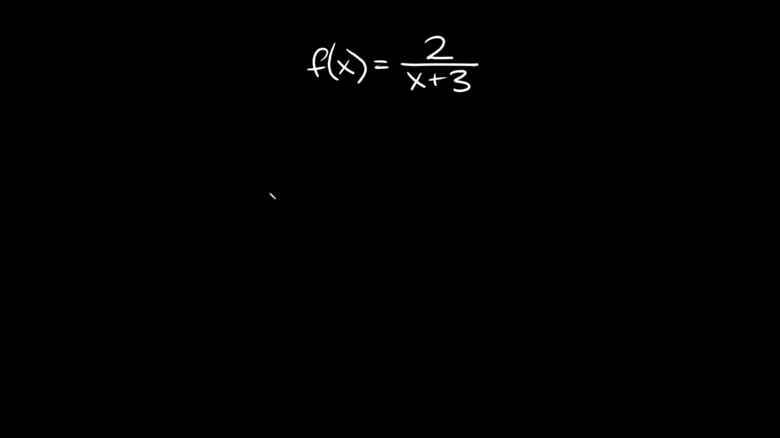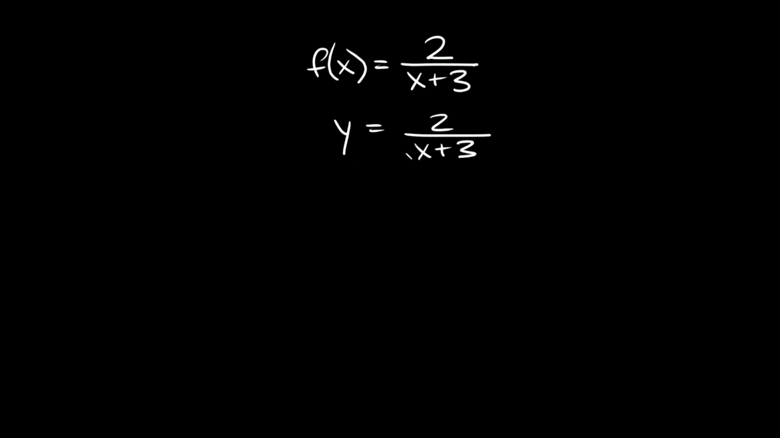So in this video, I'm going to teach you how to find the inverse of a rational function. All right, so let's start with this one right here. f of x is equal to 2 over x plus 3. So the first thing you want to do is just replace your f of x with a y. So we can write this as y is equal to 2 over x plus 3.